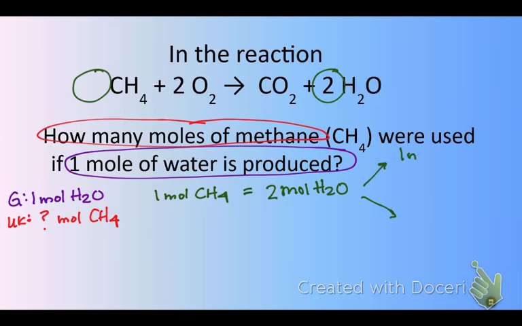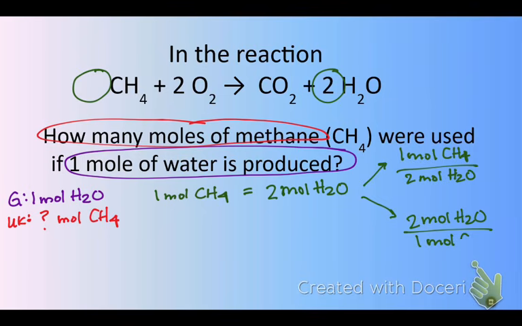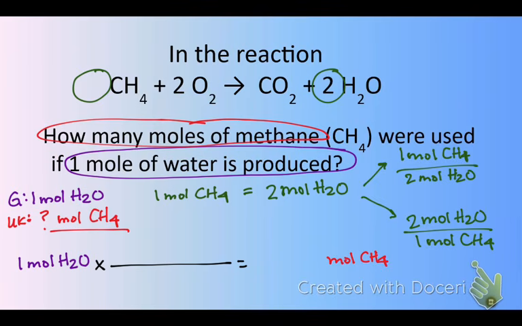We can do 1 mole of methane produces 2 moles of H2O. Or if I had 2 moles of H2O, I needed to use 1 mole of CH4. So now we're ready to set up our problem. We're going to write our given. Our given is 1 mole H2O. We know we have to use a conversion factor. And our goal is to get this into moles of CH4.